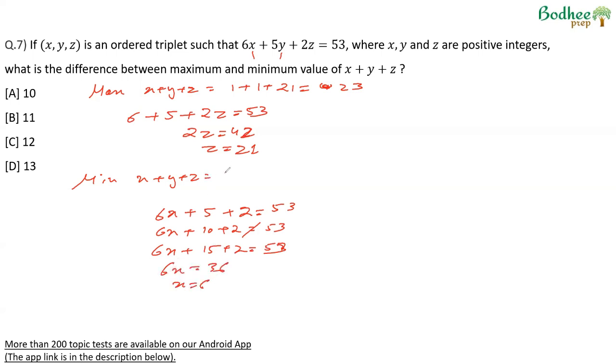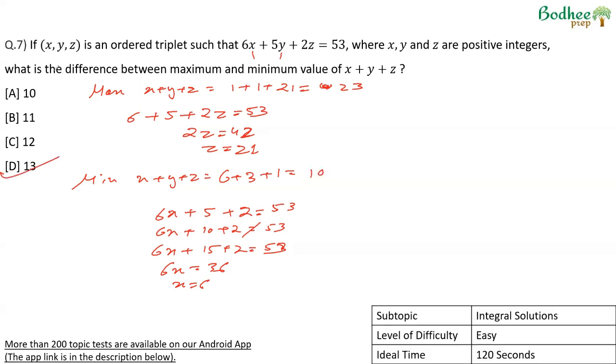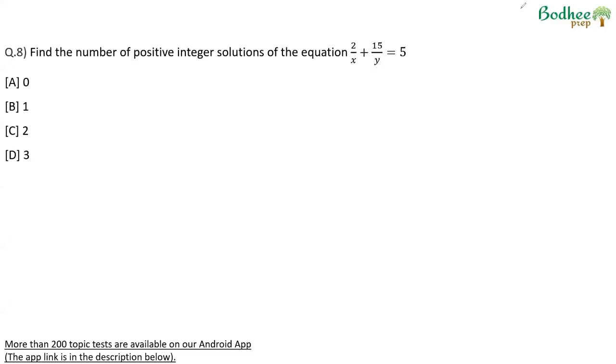So the minimum value is when x is 6, y is 3, and z is 1. 6 plus 3, 9 plus 1, 10. The difference is 13, that becomes my answer. Easy question. All we have to do is maximize values on either of the extremes and check for the difference.